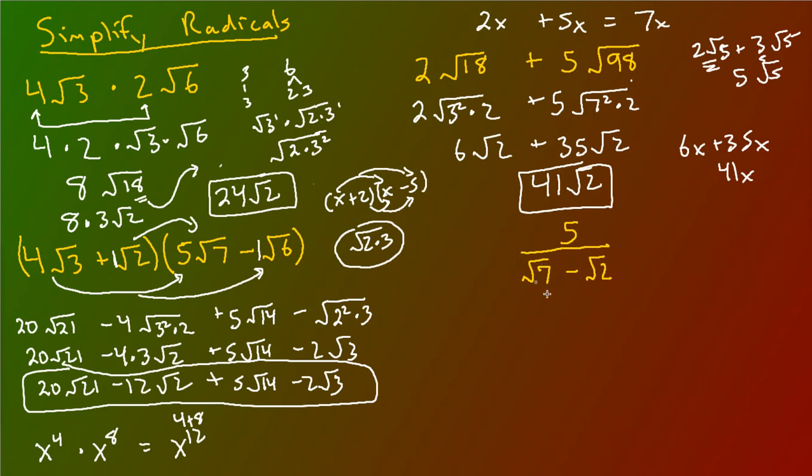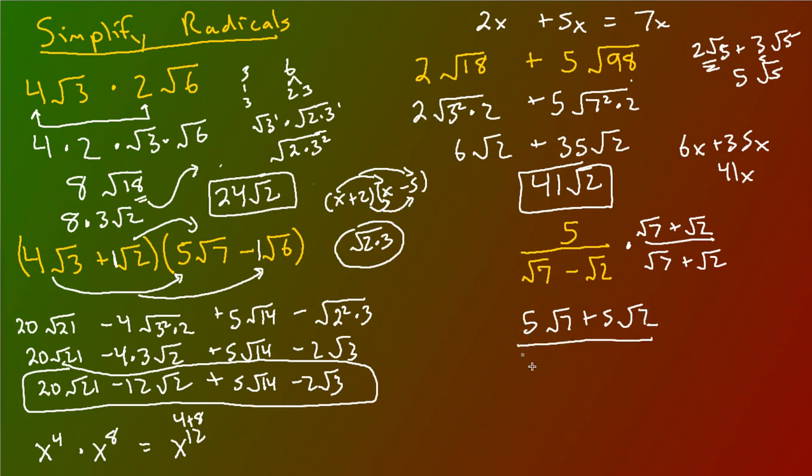Now, this is a division, and this is like when we had imaginaries. We can't have radicals in our denominator, so we're going to have to multiply by the conjugate. The conjugate's the same thing, but different in sign. So square root 7 plus square root 2, all over square root 7 plus square root 2. So now I'm going to distribute that out, and I get 5 root 7 plus 5 root 2. And at the bottom, square root 49.